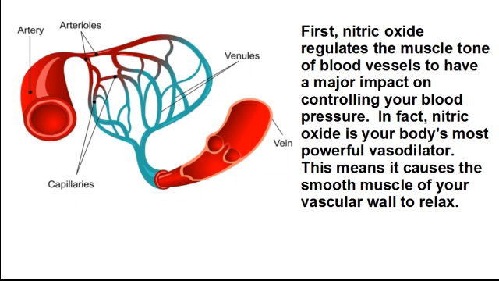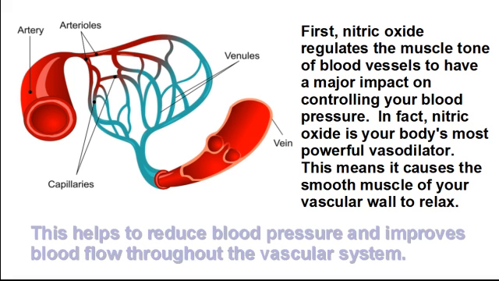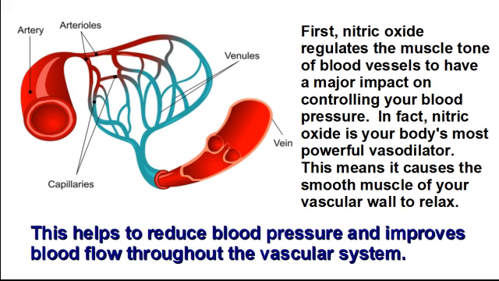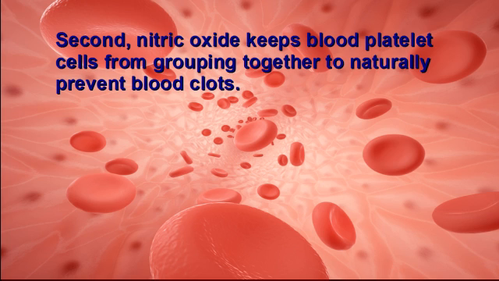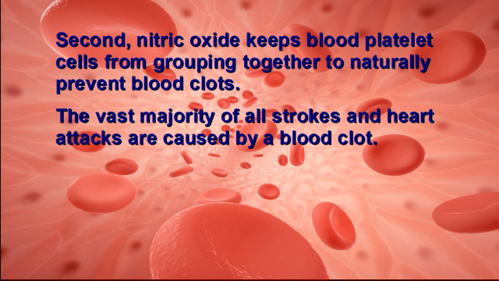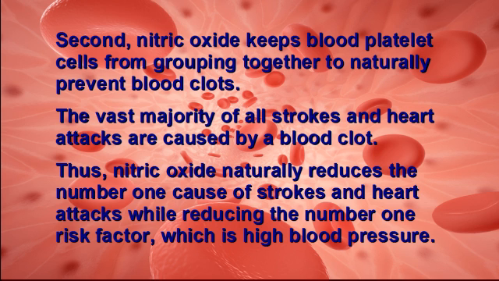First, nitric oxide regulates the muscle tone of blood vessels to have a major impact on controlling your blood pressure. In fact, nitric oxide is your body's most powerful vasodilator. This means it causes the smooth muscle of your vascular wall to relax. This helps to reduce blood pressure and improves blood flow throughout the vascular system. Second, nitric oxide keeps blood platelet cells from grouping together to naturally prevent blood clots. The vast majority of all strokes and heart attacks are caused by a blood clot. Thus, nitric oxide naturally reduces the number one cause of strokes and heart attacks while reducing the number one risk factor, which is high blood pressure.